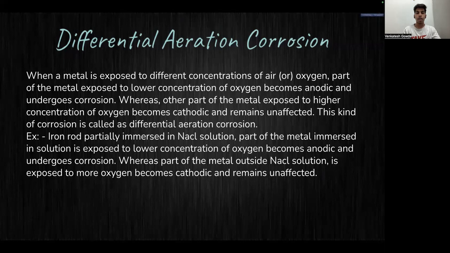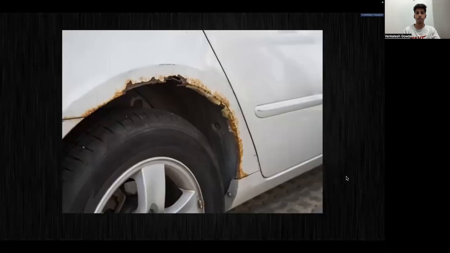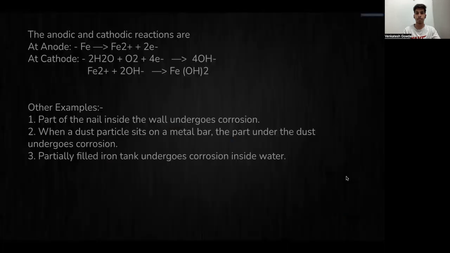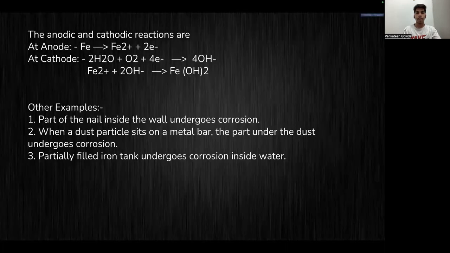For example, consider an iron rod partially immersed in NaCl solution. The part of the metal immersed in the solution is exposed to a lower concentration of oxygen, so it becomes anodic and undergoes corrosion. Whereas the part of the metal outside the NaCl solution is exposed to more oxygen, becomes cathodic, and remains unaffected. So this is how differential aeration corrosion looks. And we can look at the reactions.